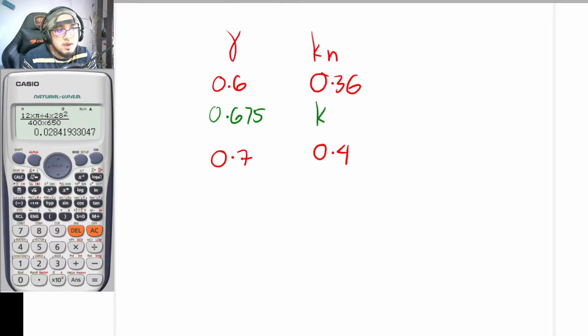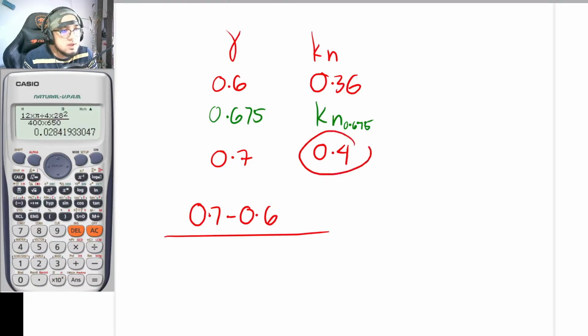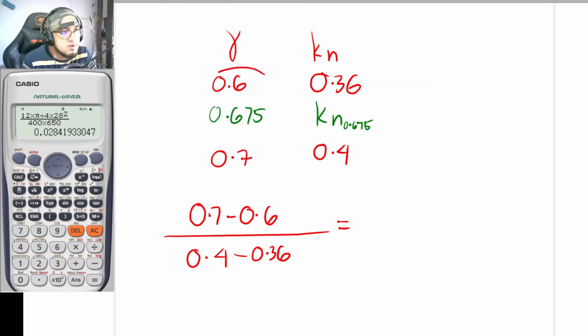Now, what we want to find is this value. Let's say that that is Kn, for gamma 0.675. So, interpolate, or you can use ratio and proportion. Anyway, you already know that. With that, what I would be doing is getting this fraction: 0.7 minus 0.6 divided by the difference of this, 0.4 minus 0.36. And this is to be equal to, let's have this equation. You can also use this one, it's up to you, but I think I prefer this.